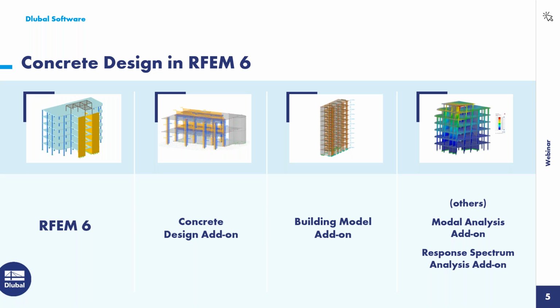If we want to take this a step further to design the columns, the beams, or the surfaces, we do need the concrete design add-on that will carry out the design according to the ACI or the CSA or other international standards. We then have the building model add-on. RFEM is a general FEA program, but this building model add-on will release these building-specific features that now give us the ability to define stories as well as shear walls and deep beams.